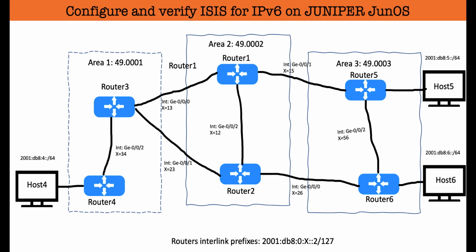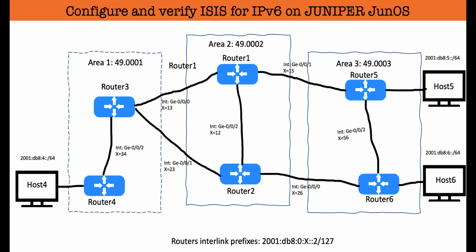After testing that this communication is not effective, we are going to configure ISIS on these devices as shown on the screen. Router 4 and router 3 are in area 1. Router 1 and router 2 are in area 2, and router 5 and router 6 are in area 3. Router 3 and 4 are going to be configured as L1 routers. Router 5 and router 6 are going to be configured as L2 routers, and router 1 and router 2 are going to be configured as L1L2 routers.